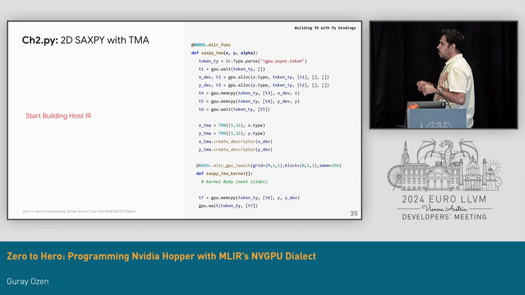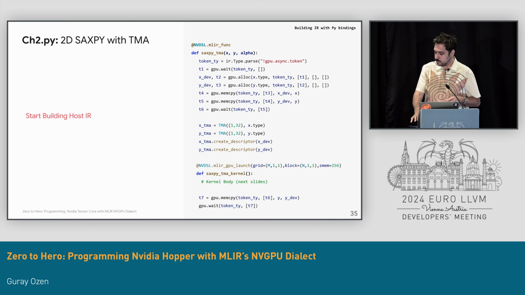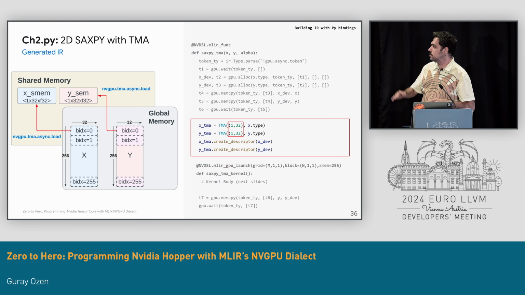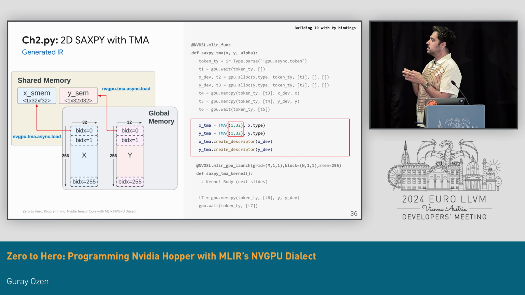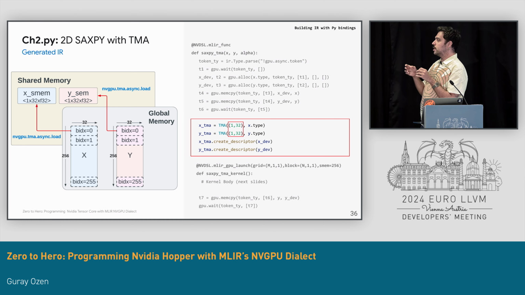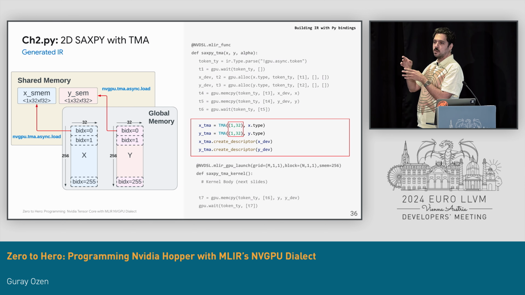Okay, so let's go back to SAXPY, and let's start building the host IR. The host IR part is the same as before. The only difference is we need to create a TMA descriptor, and we need to set what is going to be the size of the load. In this example, every thread block will compute 32 elements, so each load will be 32, right?